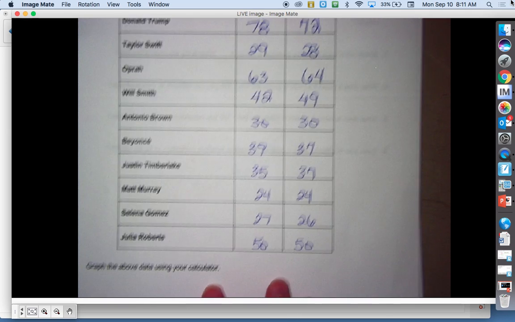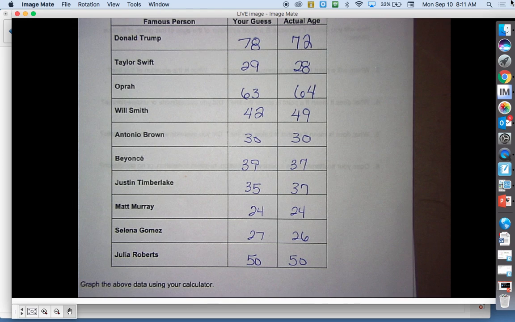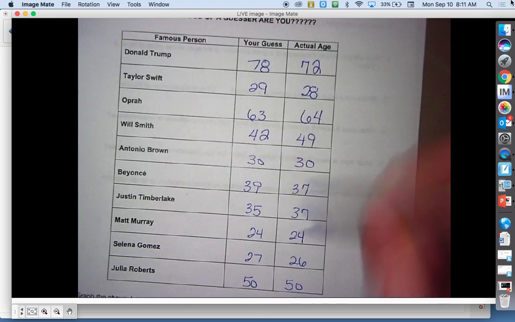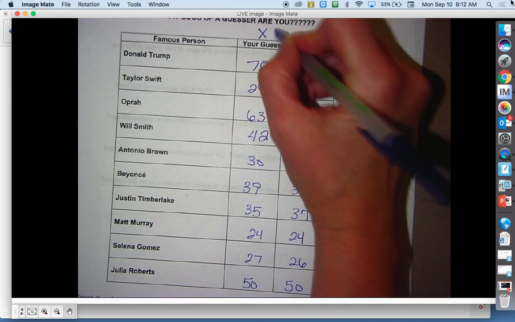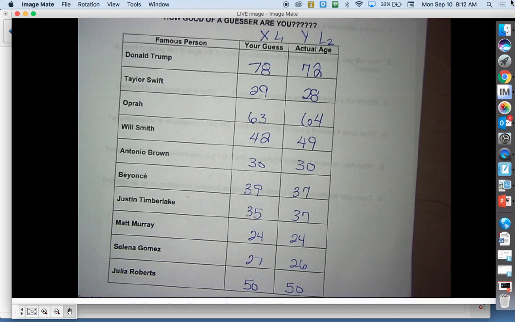These are actually pretty good guesses here. So this looks like my graph will be pretty darn good. I'm going to graph these on my calculator. I want you to graph yours on your calculator. So your guess is X or L1. The actual age is Y or L2.